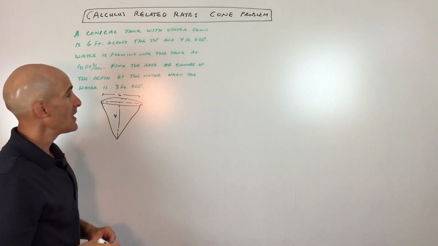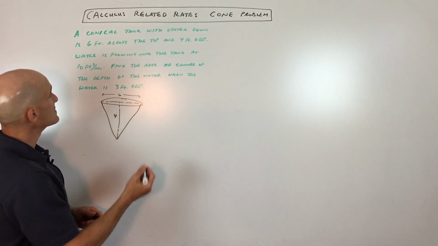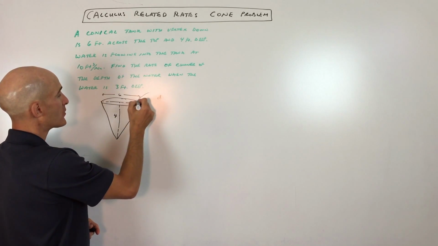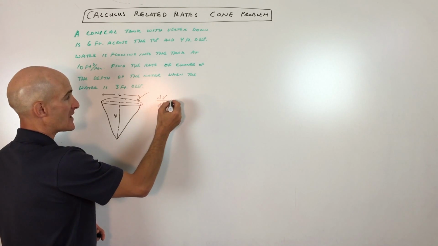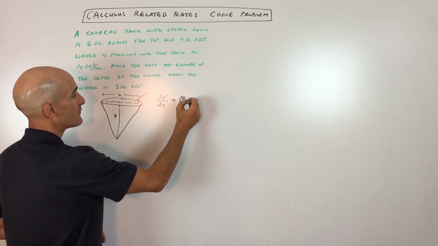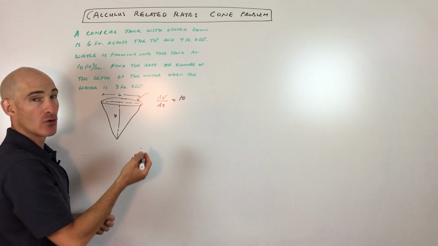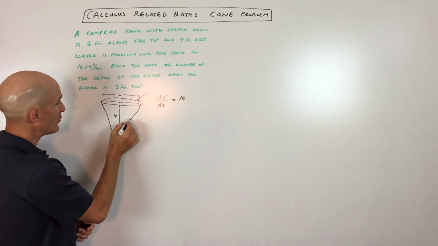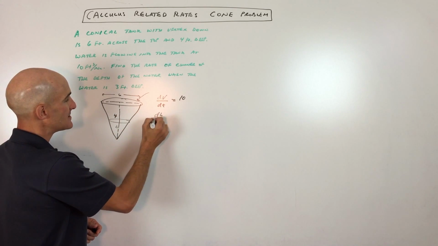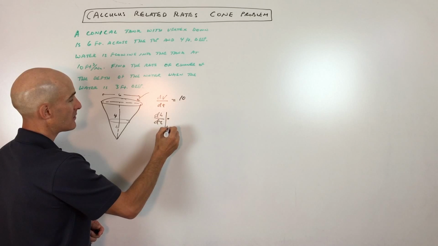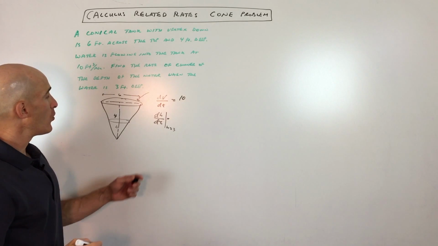Step number 2 is to find out what we know and also to identify what we're trying to find. What we know is that the change in the volume, because water is going into this tank, dV/dt, that rate, is 10 feet cubed per minute. But what we want to find is the change in the depth, or in this case, I'll just call it the height. Say the water is filling up like this. So we want to know what dh/dt is when the height is at a level of 3 feet deep. So that's step number 2.